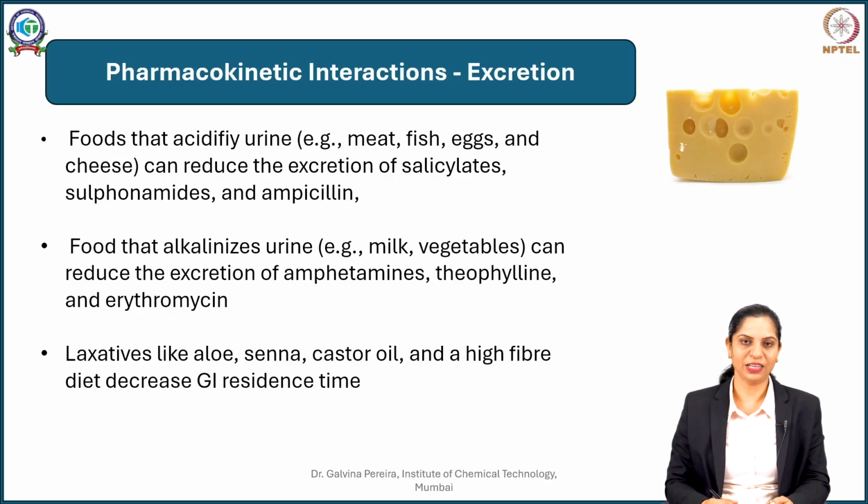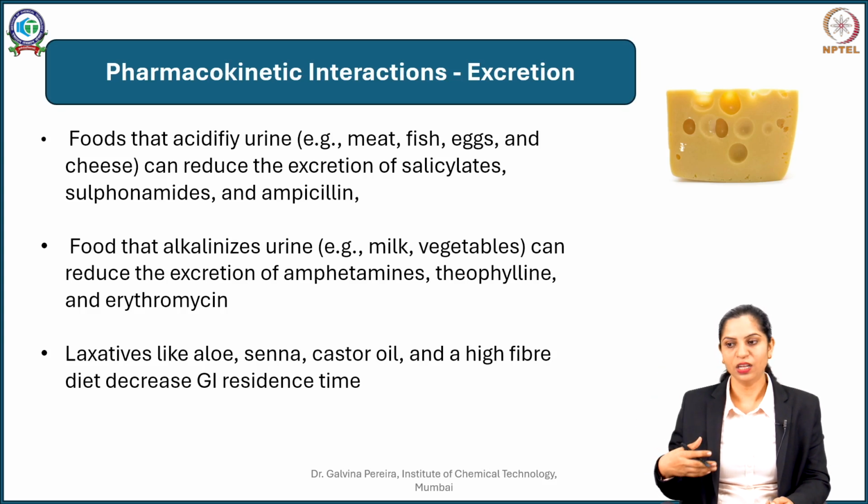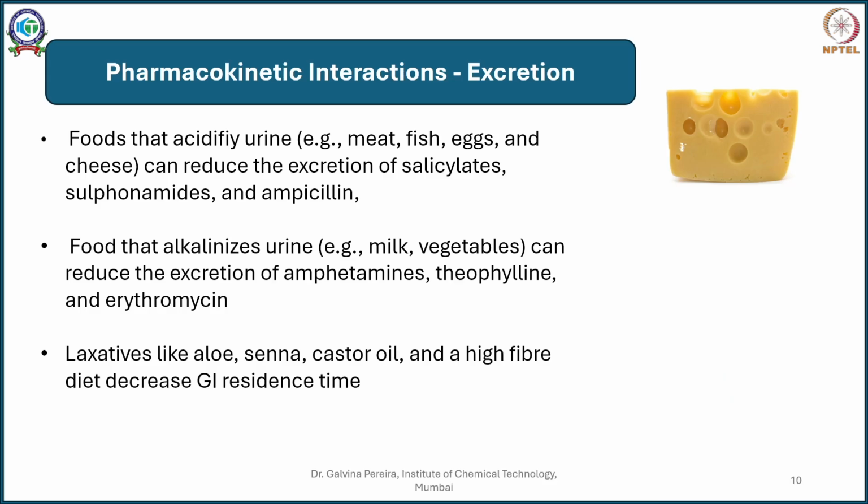The other class of excretory influences comes from herbs such as laxatives, senna, aloe or even castor oil, or even a high cellulosic or high fiber diet. They increase the peristaltic movement, and as a result your gut rapidly empties whatever you have consumed. Since this is rapidly emptied, consumption of such herbs is going to eliminate very quickly whatever you have consumed, including the drugs, including other herbs as well.